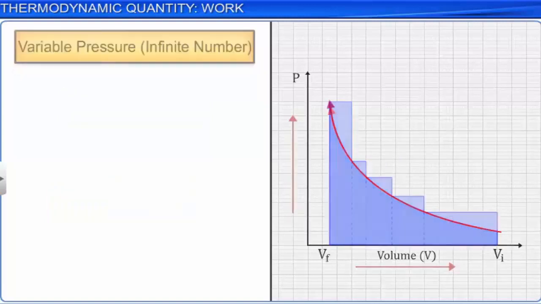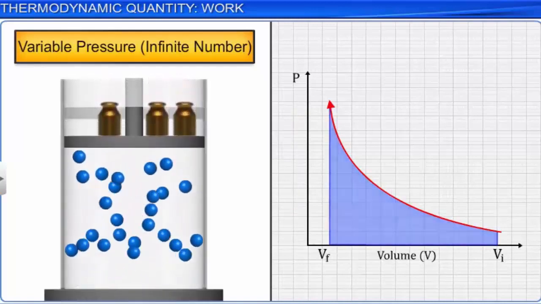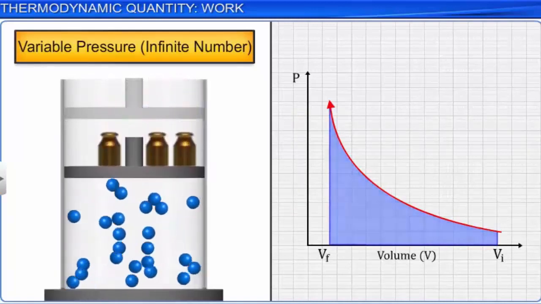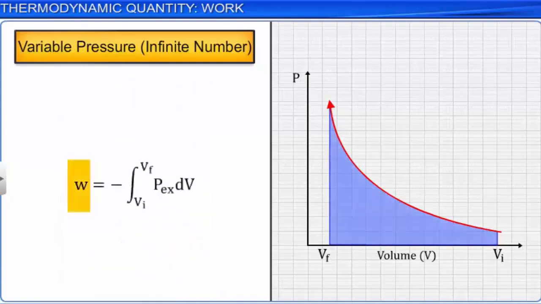However, if the pressure is not constant and varies such that it is always infinitesimally greater than the pressure of the gas at each stage of compression, the volume decreases by an infinitesimal amount dV. Then, work is equal to minus the integral of external pressure PEX multiplied by infinitesimal change in volume dV.